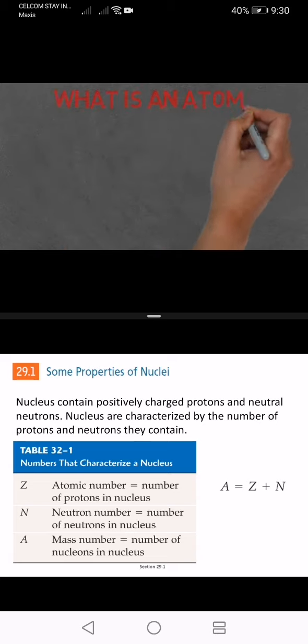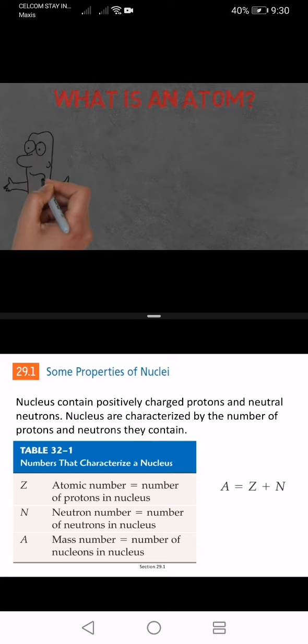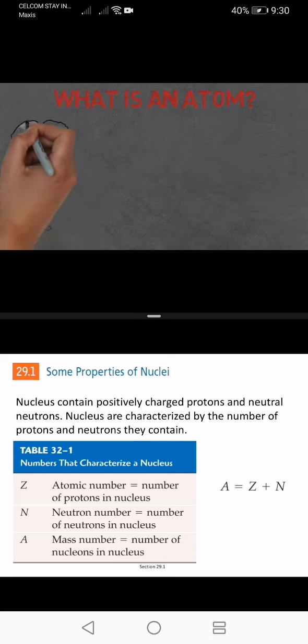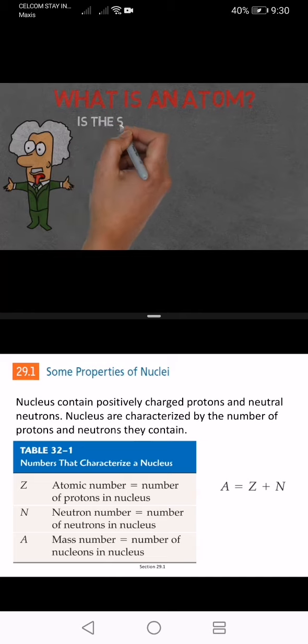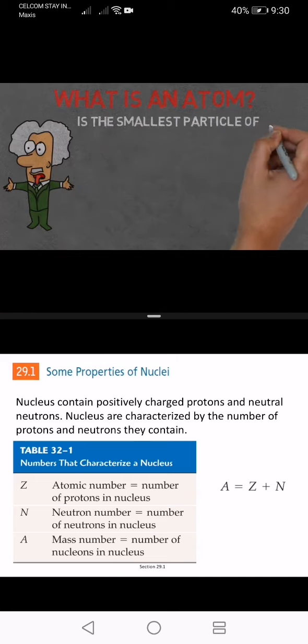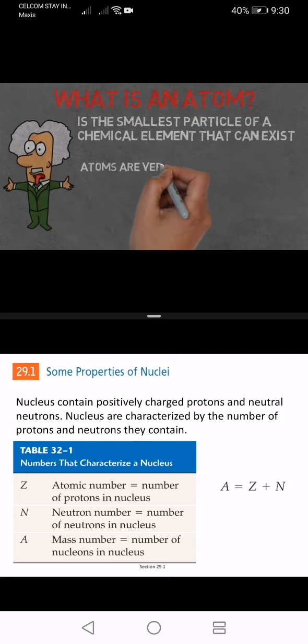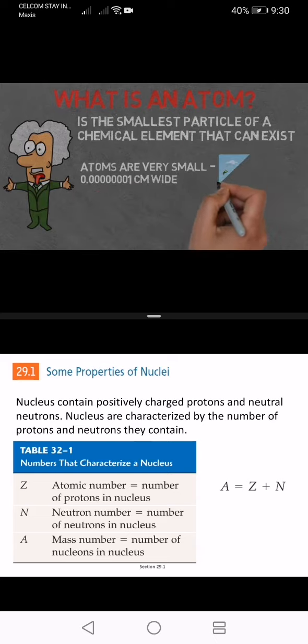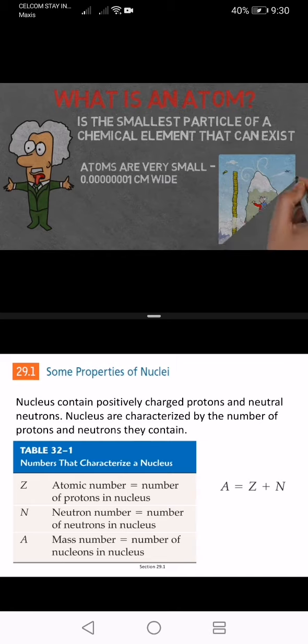Atoms are the smallest particle of a chemical element that can exist, being about 0.0000001 centimeters wide. If we put that into some context, the number of atoms you'd need to stack up to make the thickness of a crisp or a chip is the same number you'd need to stack up to make the height of Mount Everest. Wow, I know that's a lot of crisps, 7 million to be exact.